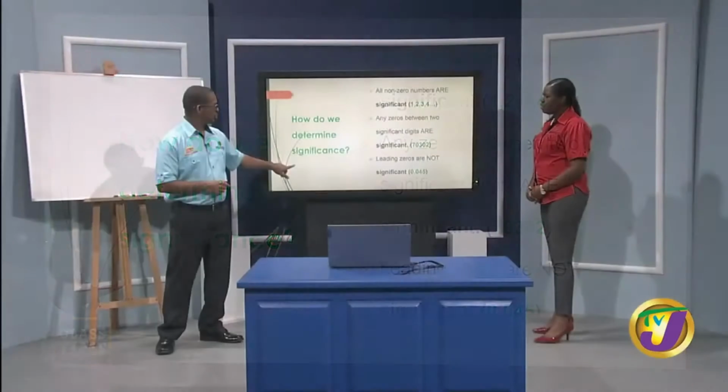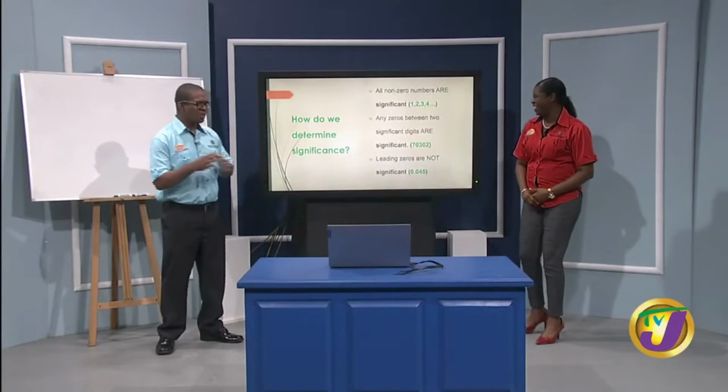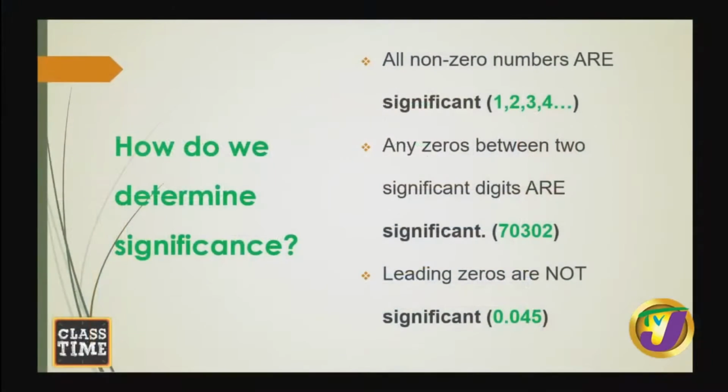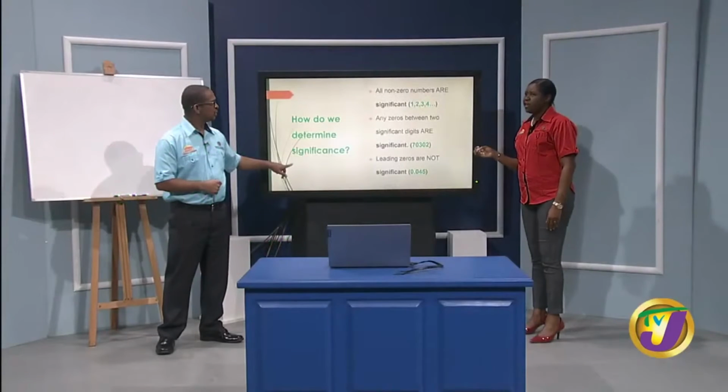So zero is all over the place. Sometimes it is significant and then sometimes it is not, right? Okay, so it is for us to know when it is significant and when it is not.